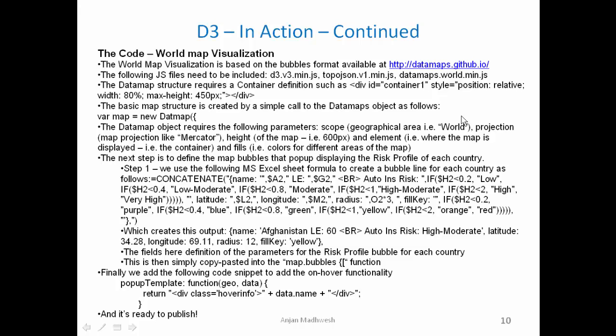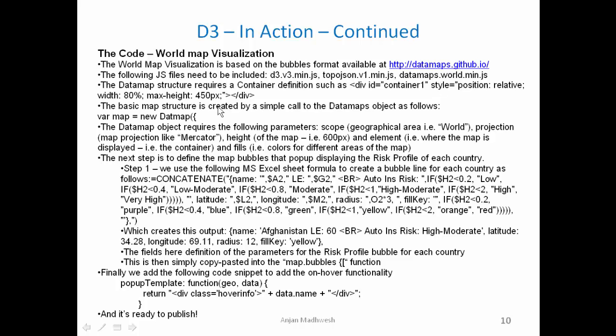And now we get to the source code. The first part of the source code is going to be the world map visualization program. So what we see here is that the world map visualization is based on the bubbles format available at GitHub as shown here. We need to include a few .js libraries here. First is the minified version of D3, and then we have the TopoJSON that is also necessary for parts of displaying the topography, and then we have the Datamaps itself. That's the library that we need to include.